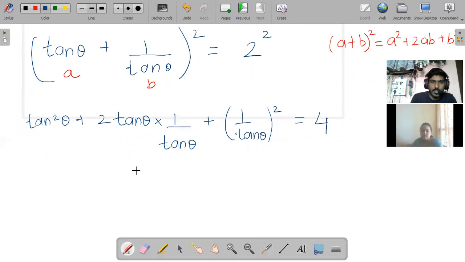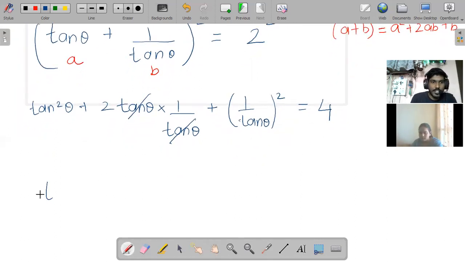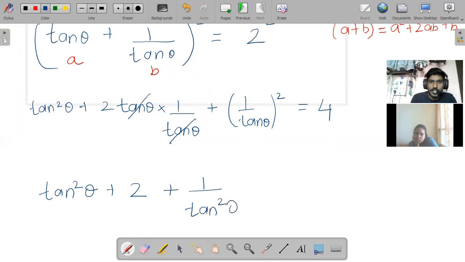Tan and tan is getting cancelled. Okay, so now this tan square theta, write it as it is. Here, just 2 is remaining, plus 1 upon tan the whole square will become 1 upon tan square theta, and this is equal to 4 as it is. Is it clear up to here? Yes. Now, can you see something happening in this?